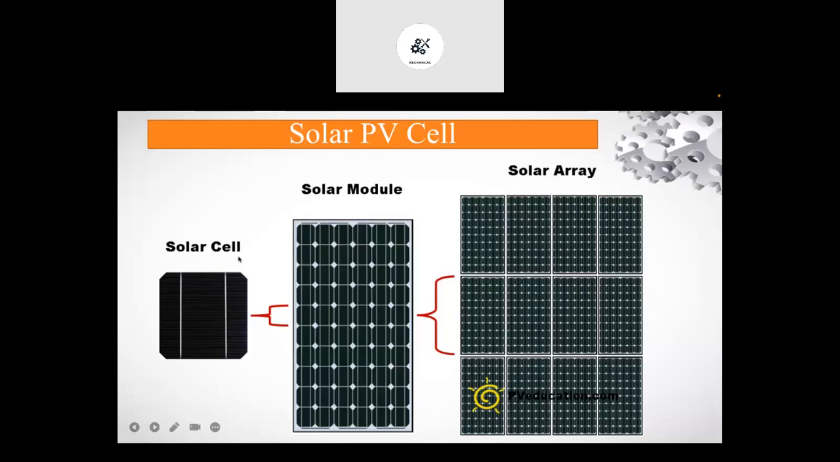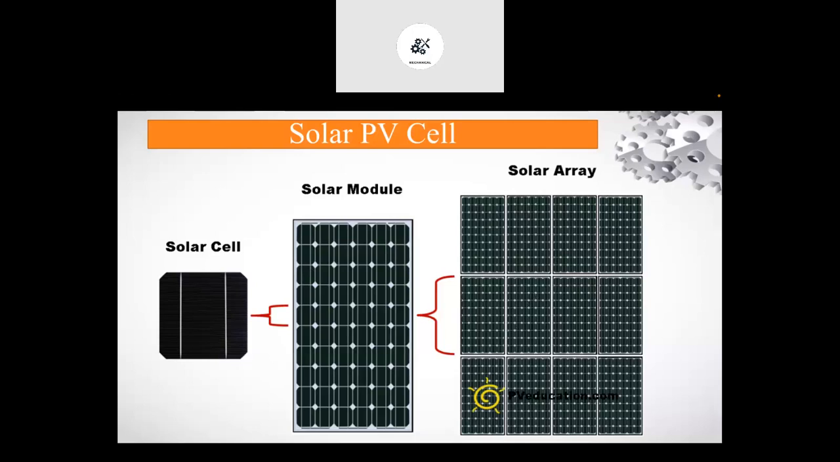When we connect a number of solar cells in series and parallel, that group of solar cells is known as a solar module. So the solar cell is the main fundamental part, and connecting many cells in series and parallel gives the solar module. You generally see this type of display, the solar PV panel, which is also known as a solar module. And when we arrange solar modules in series and parallel connection, that total panel is known as a solar array.